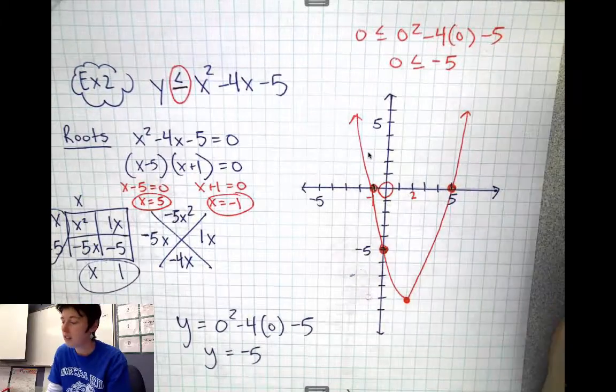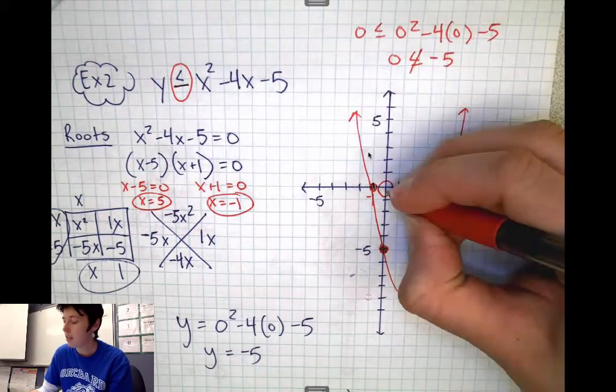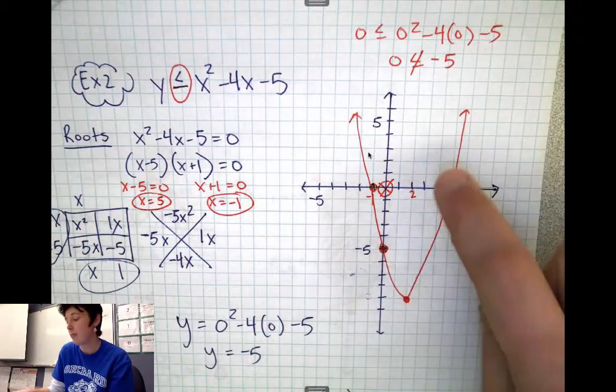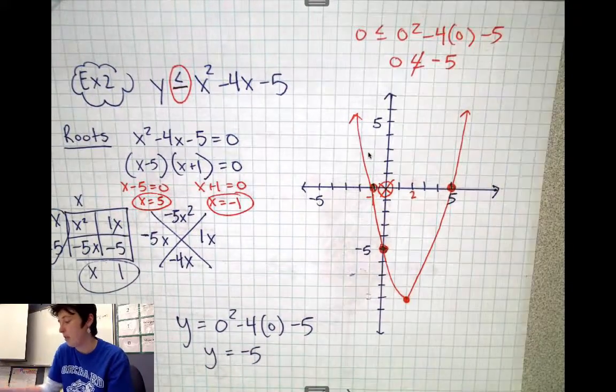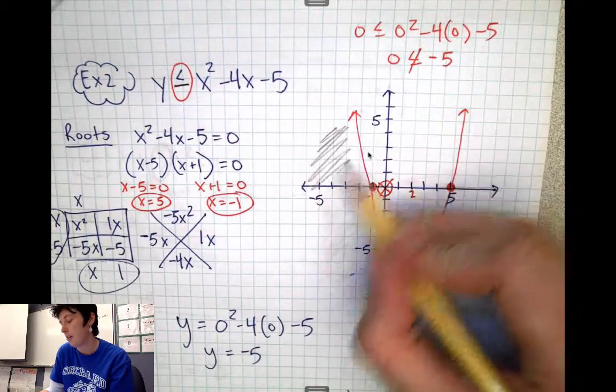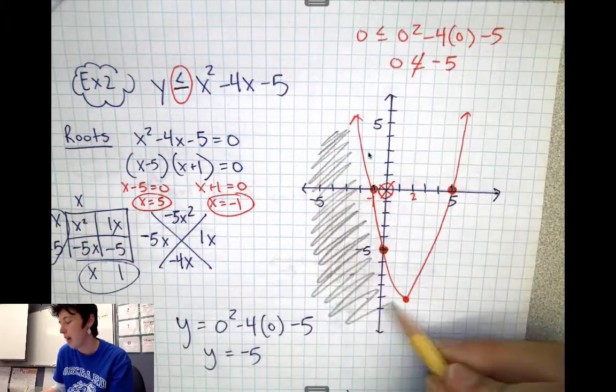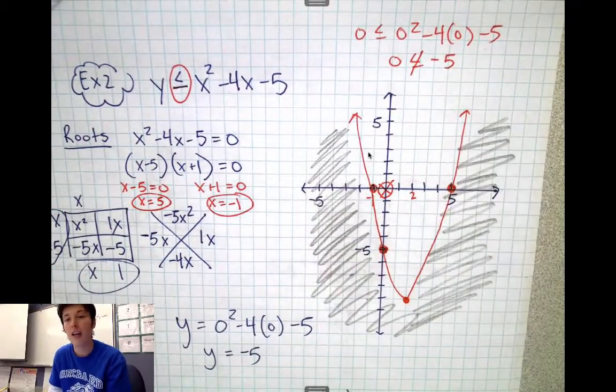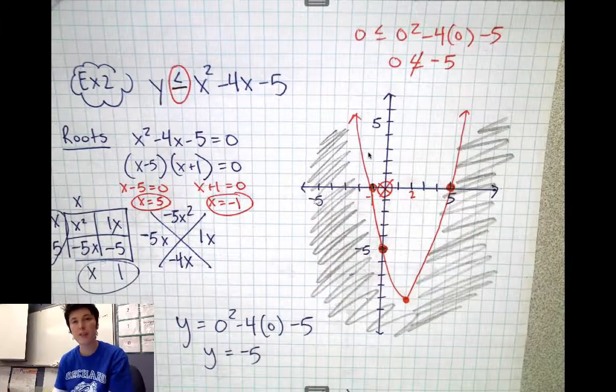That actually fails the test, which means I'm going to put a little x in there. I'm not going to be shading where that is. I'm not going to be shading inside the parabola at all, not where that point is. I'm going to be shading on the outside of the parabola. All the values on the outside will pass if I test them. And that graph is my answer.